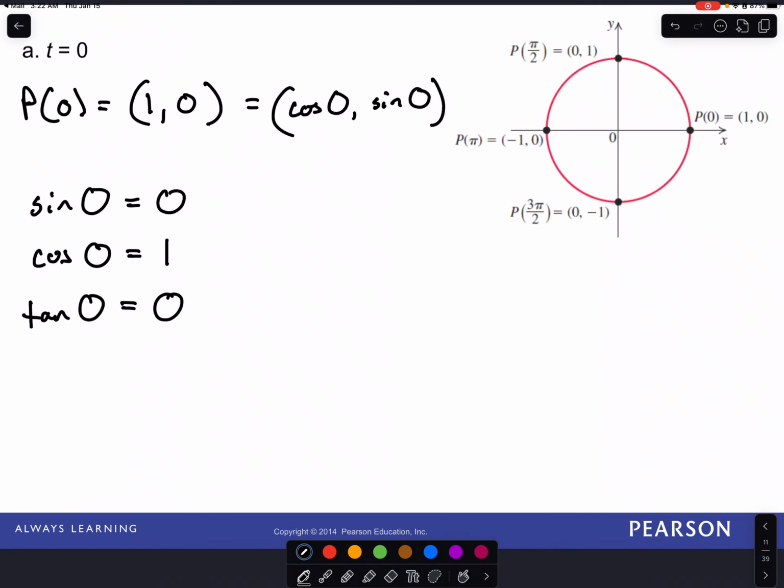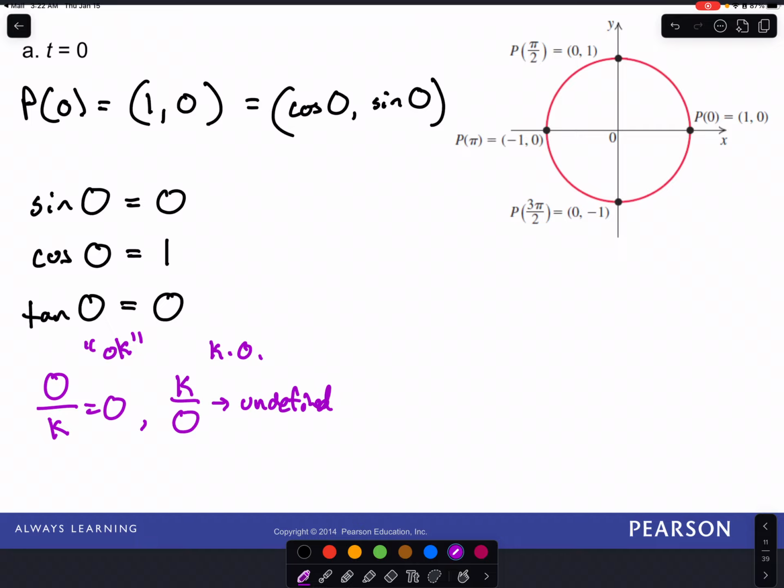Disclaimer, let me do this off to the side. If we have 0 over some number k, this is okay. That's going to be equal to 0. So when we did sine over cosine, we did 0 over 1, that's okay, we got 0. If we do some number over 0, you want to knock that out. That's a KO. So that's going to be undefined. I just want to make that distinction.